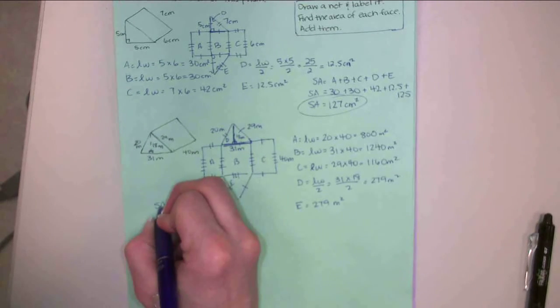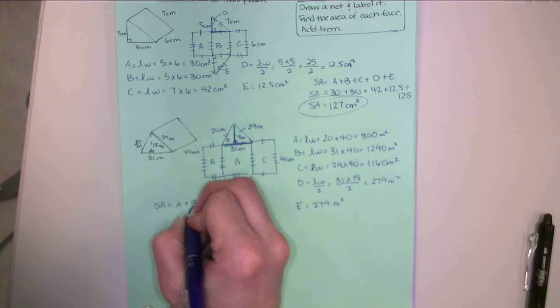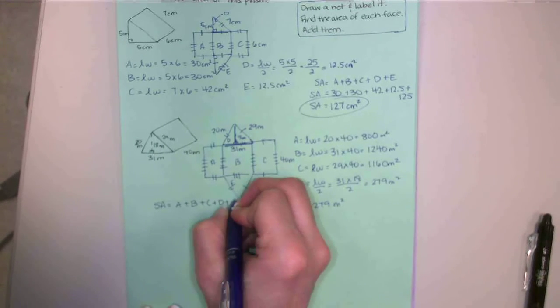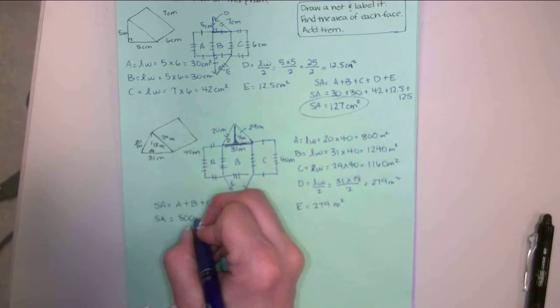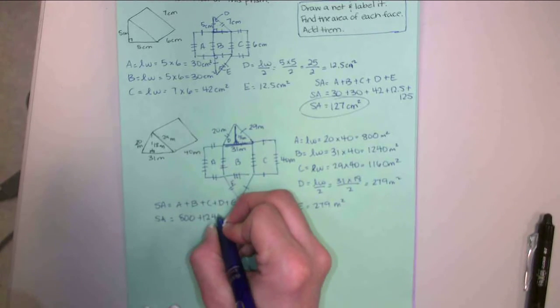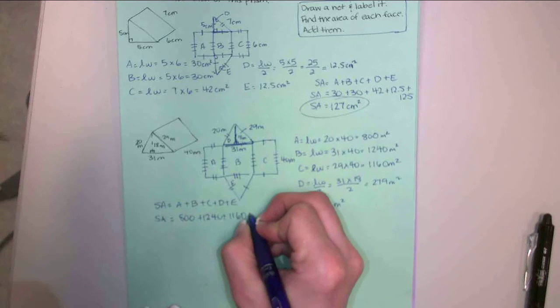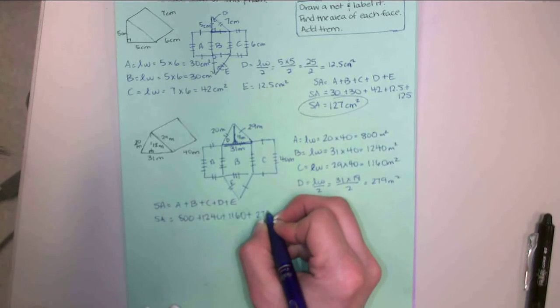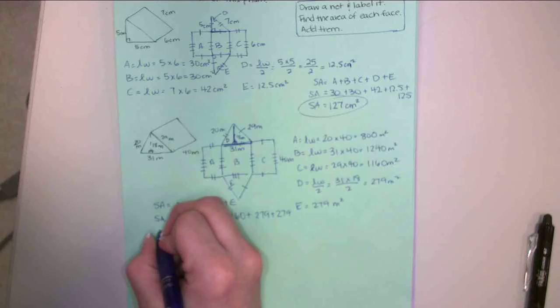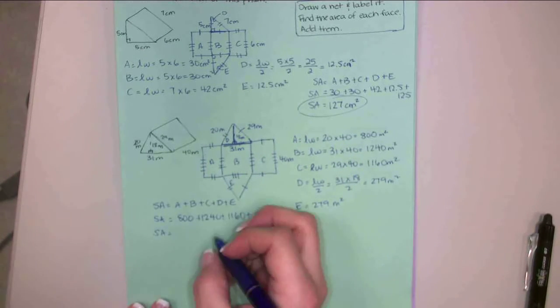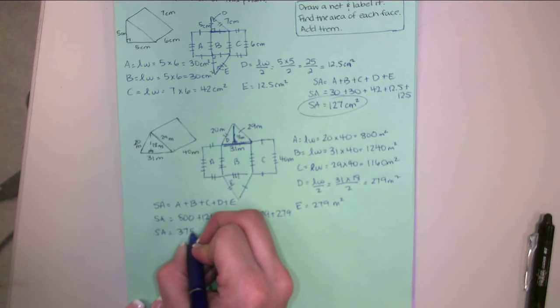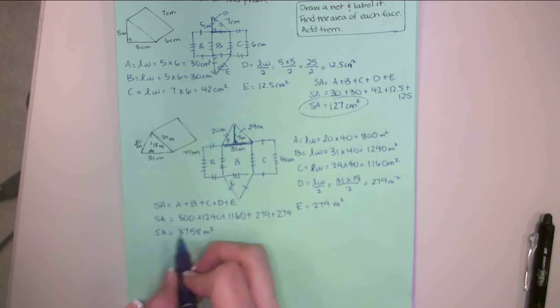To add everything together to finish it off, 800 plus 1,240 plus 1,160 plus the 279 twice. We add everything together, and we will get 3,758 meters squared as our surface area.